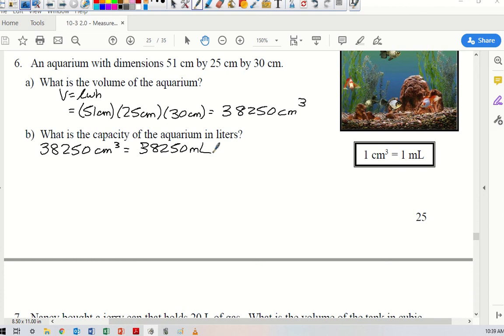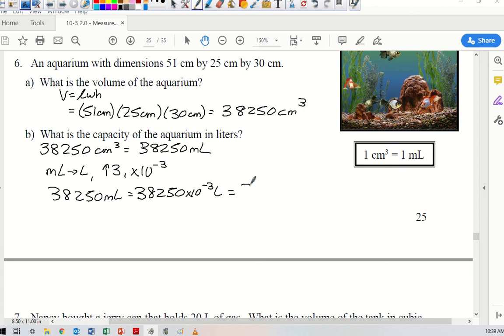Now that you have milliliters, it's a capacity. We can use capacity conversions like we did before. Okay, to go from milliliters to liters is a step up 3 on the metric staircase, which would be like multiplying by 10 to the power of -3. So 38,250 milliliters is equal to 38,250 times 10 to the power of -3 liters, or 38.25 liters.